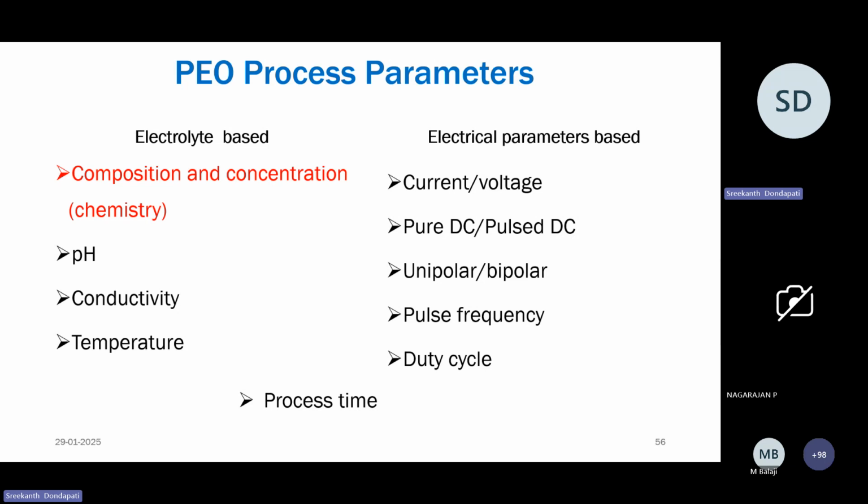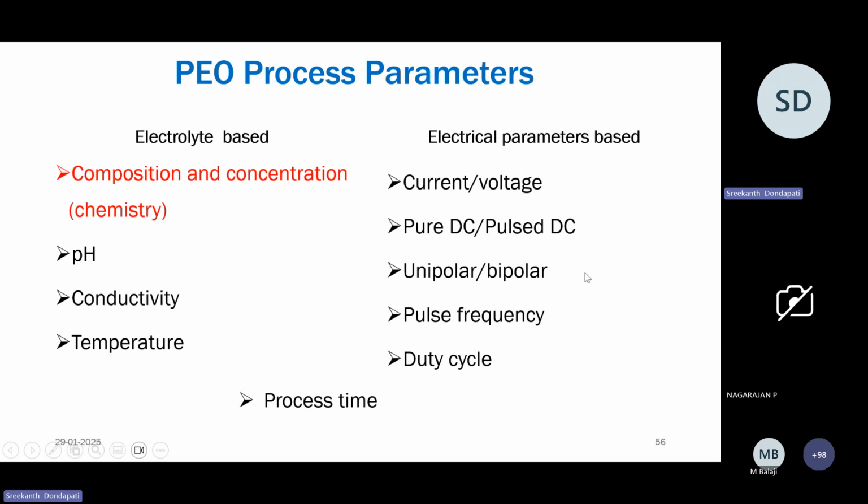But the most widely used method is to do this coating, sorry, in the constant current mode. Anyway, this current and voltage will affect the coating characteristics, and whether we are using pure DC or pulsed DC also matters. Unipolar or bipolar, DC or AC, pulse frequency and duty cycle also matter. All these electrical parameters will affect the coating.